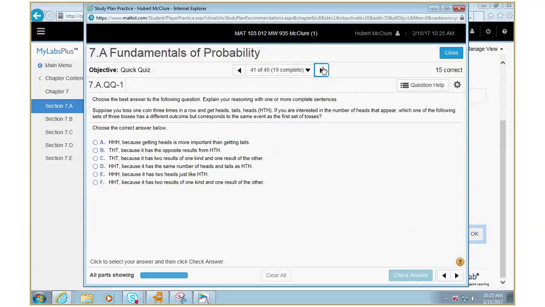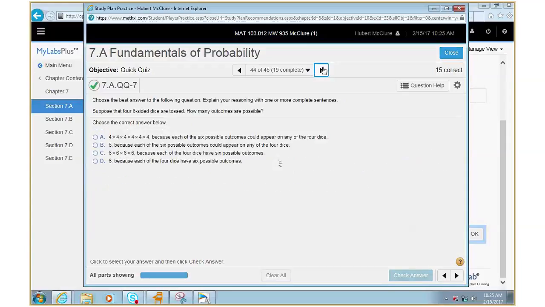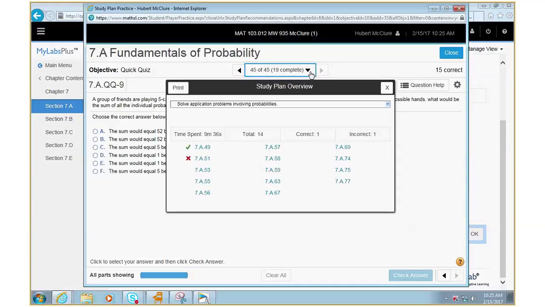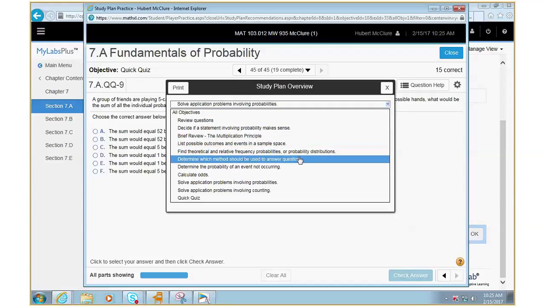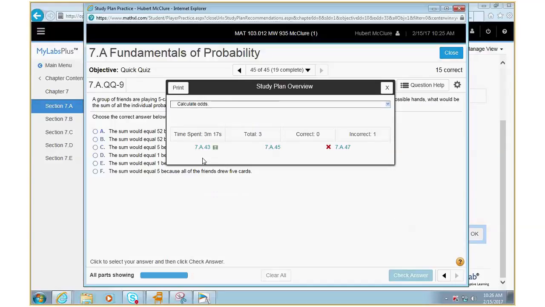I'm trying to find one that I would put on the test. Right now, I don't see too many. Is odds against in 7A? Okay, let me calculate odds. There we go. Three questions.